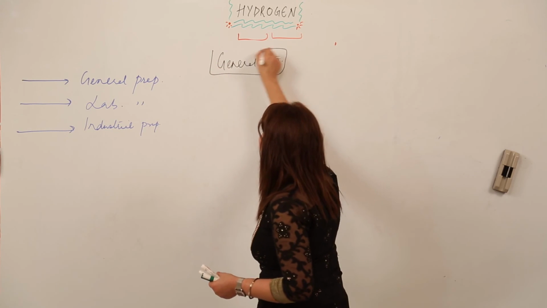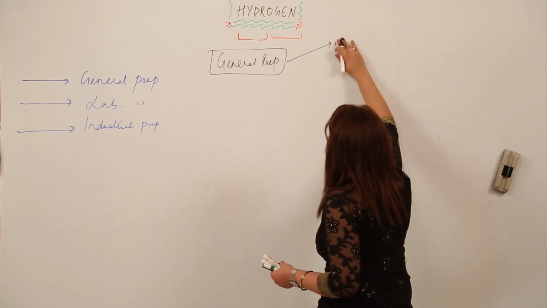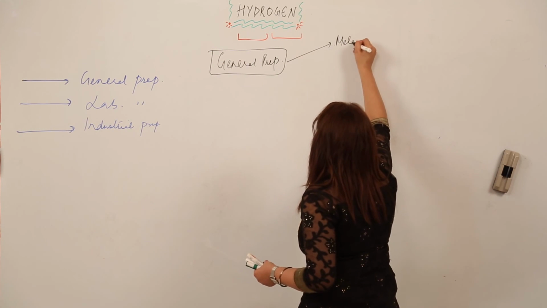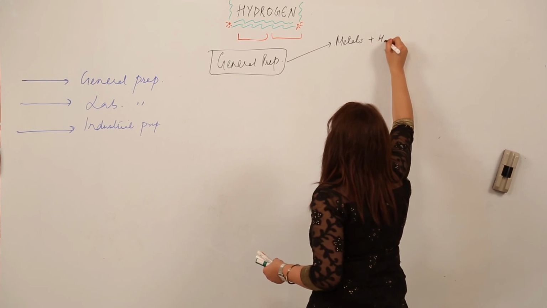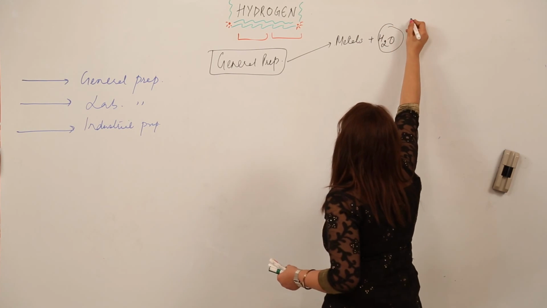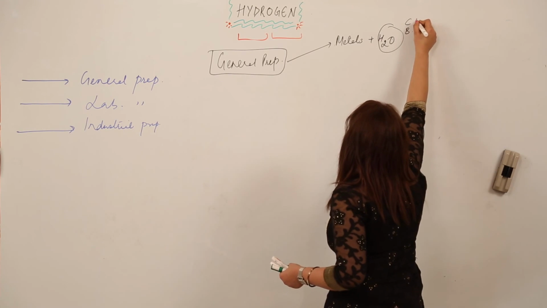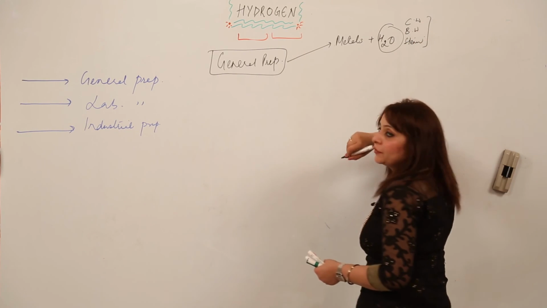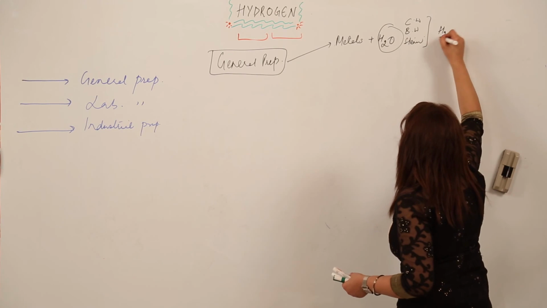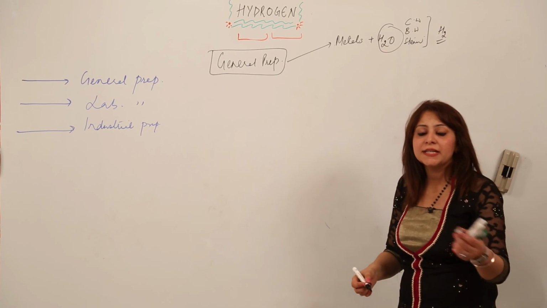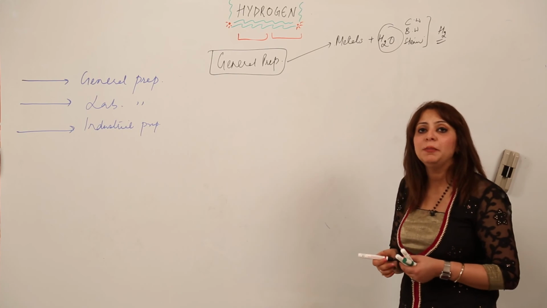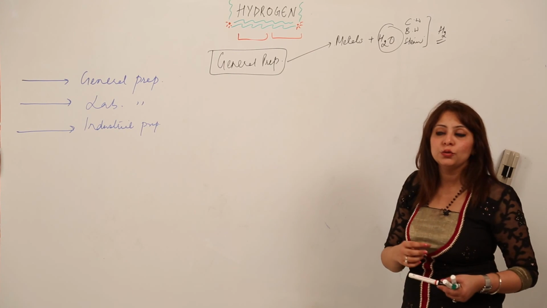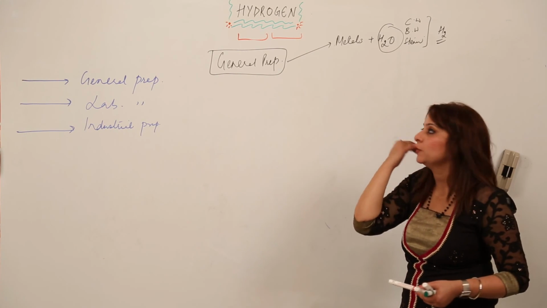So the first general preparation we have is the reaction of metals with water. No matter, it can be cold, it can be boiling water, or it can be steam, but somehow after these reactions we get to have hydrogen. But there are a few limitations, as I told you, so we are not using that as a main method, but still we get to have the hydrogen at the end of the reaction, right.